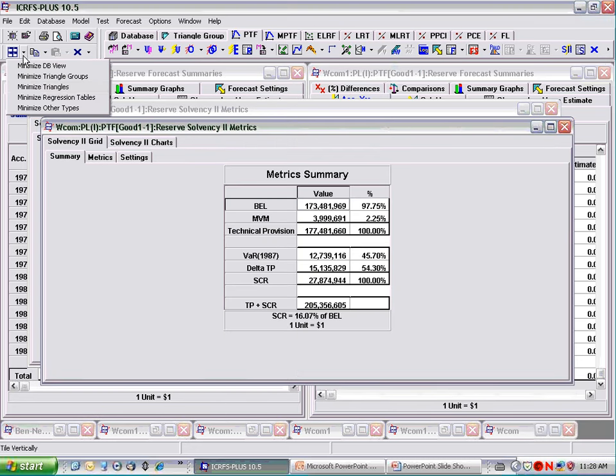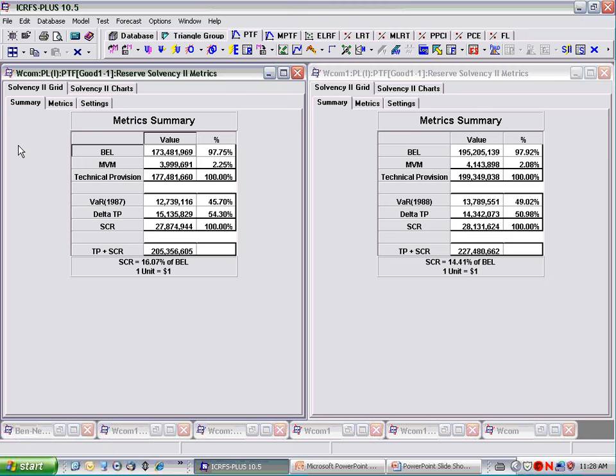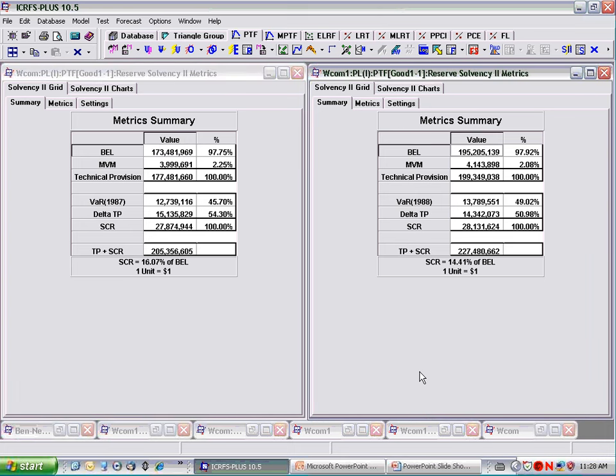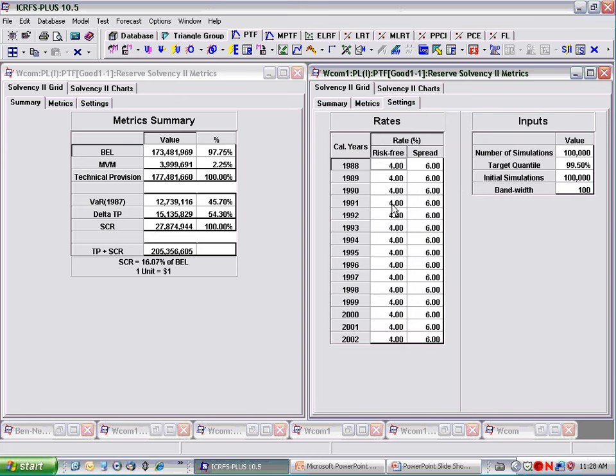So let's compare now, just by the summary statistics, the SCR. Why don't we do this: the 173 Bell compared to 195, is that about an extra 11%? Yeah, it is about an extra 11%. So the Bell, even though we used the discount rate, what were our settings? We used a risk-free rate of 4%, and we used a spread of 6%.